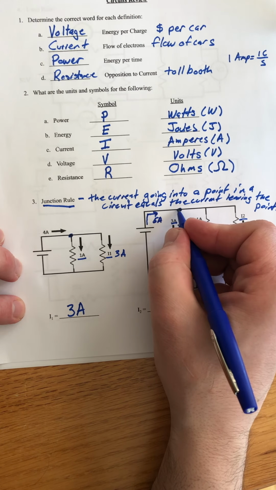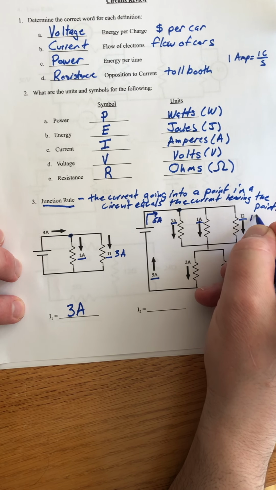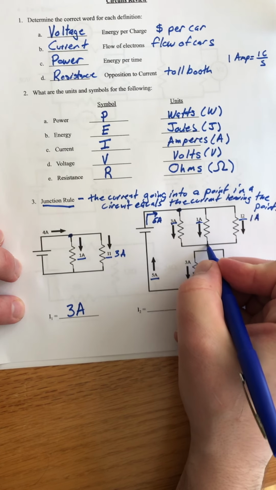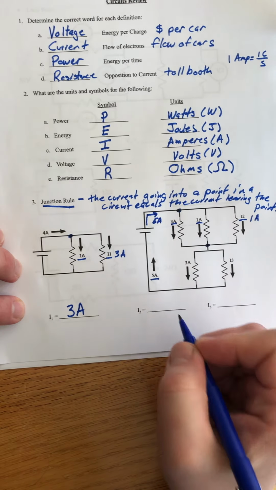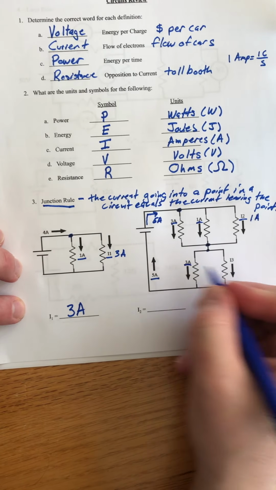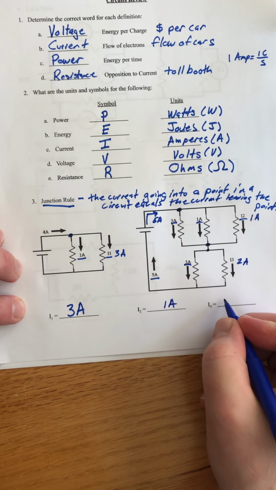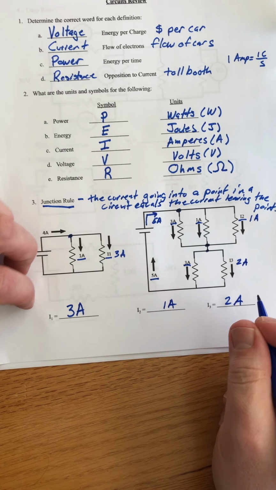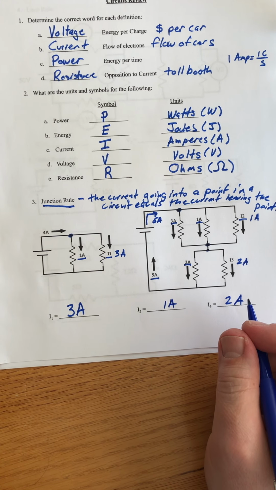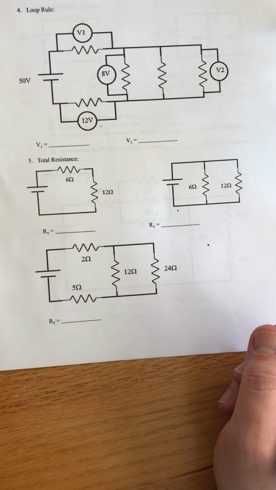So that means that we have 5 amps going into this point, 3 goes here, 1 goes there. That means another 1 amp must go here, and then it all comes back together right there. We have 5 amps again, and that means we have 5 amps right at that point. 3 goes this way, that means that 2 amps goes here. And that is the junction rule. Junction rule is something that you are going to need to understand for the test.